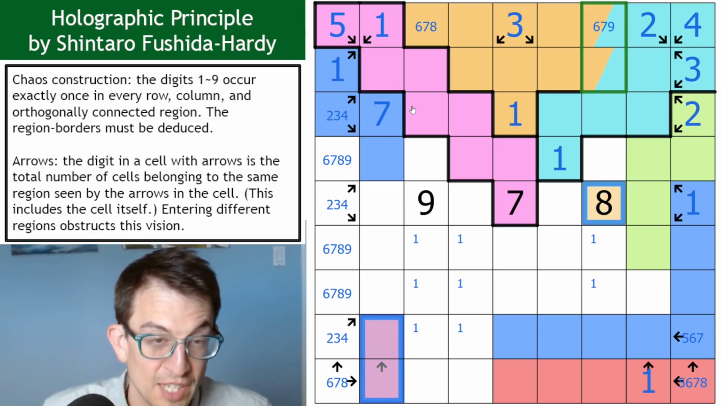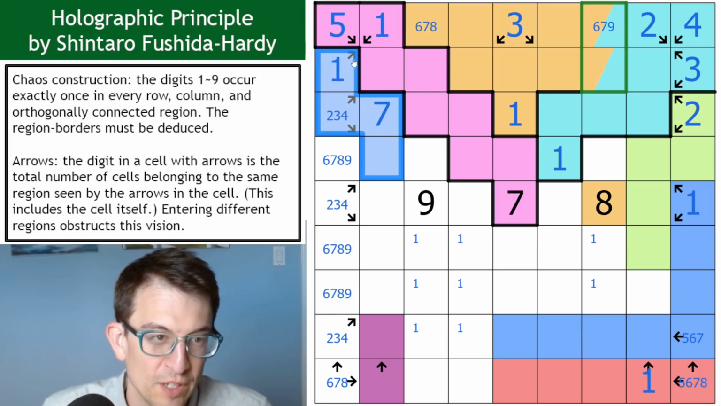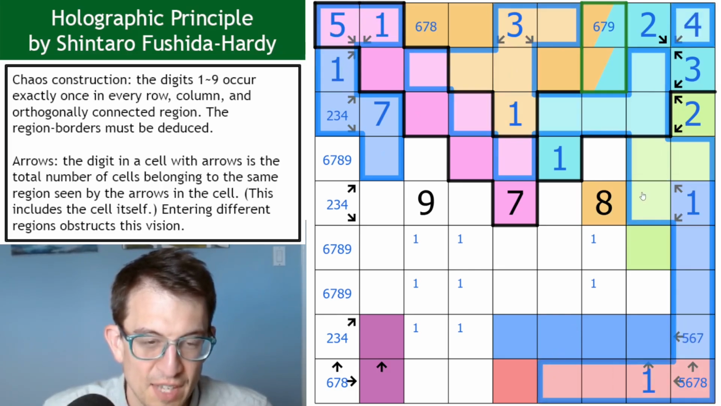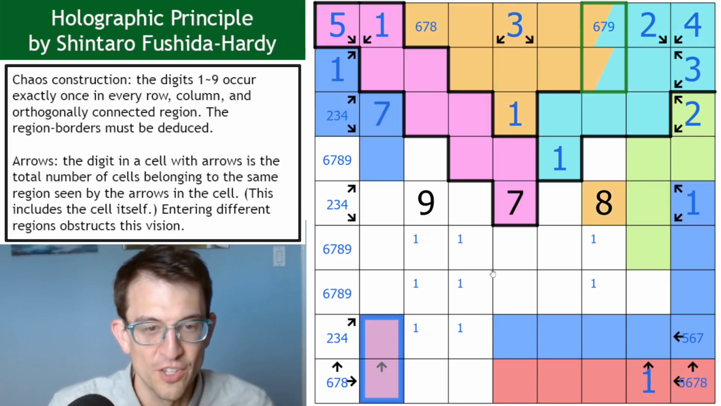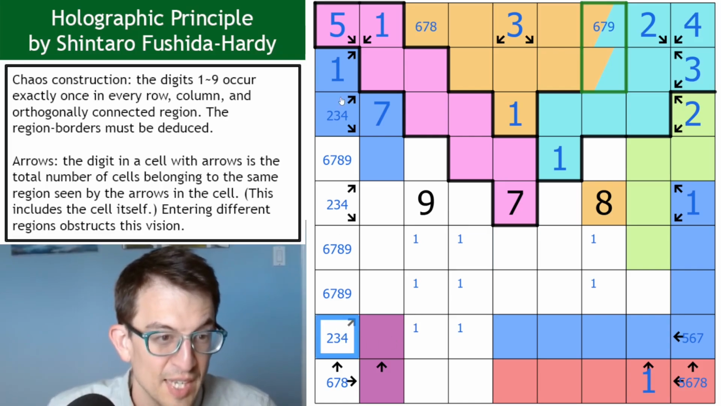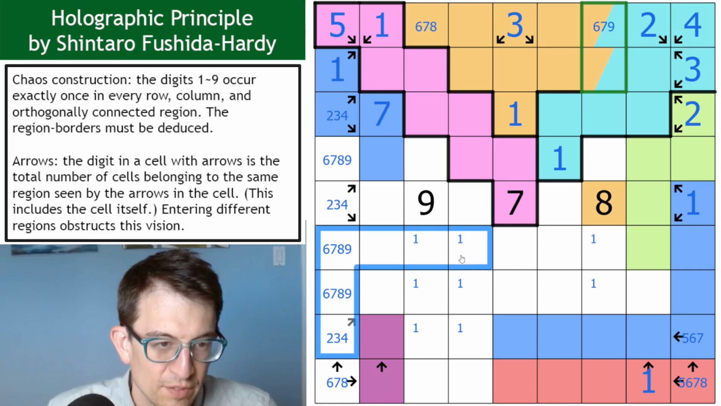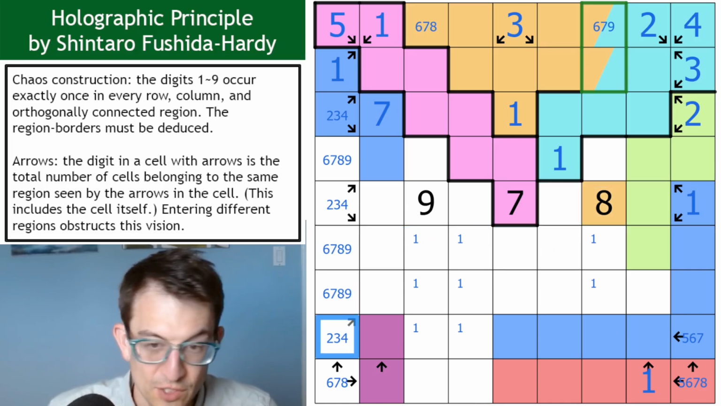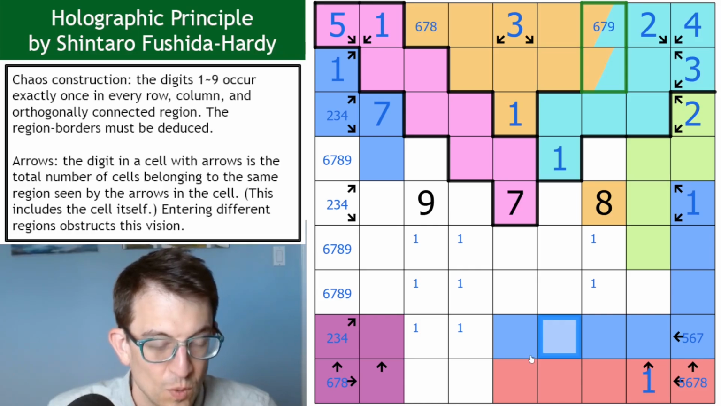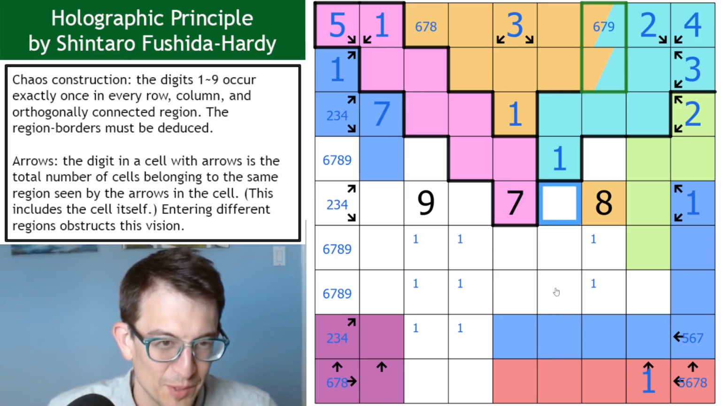So the regions I have are 1, 2, 3, 4, 5, 6, 7, 8, 9. These are the colors. There are no other colors. And this can't be blue. I don't think it can be orange. 1, 2, 3, 4, 5, 6, 7, 8, 9. No, it can't be orange either. So this is this purple, which means this is this purple. Which means, what does that mean? This has got to be orange, right?